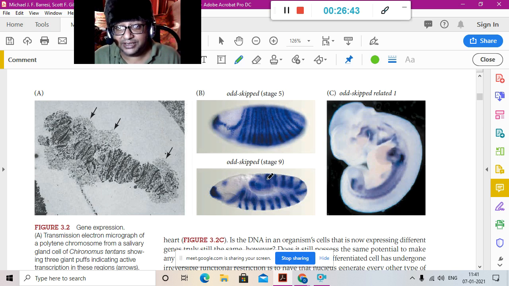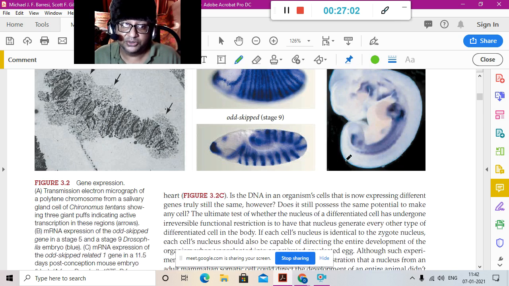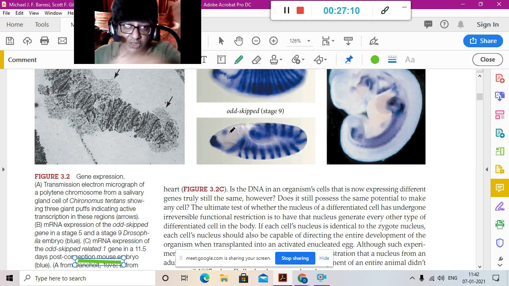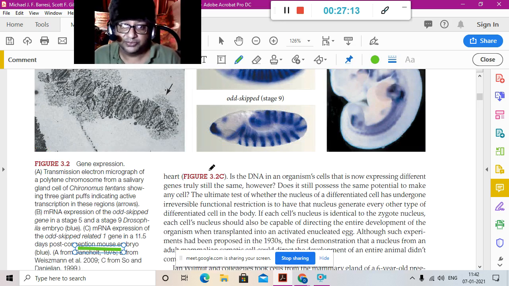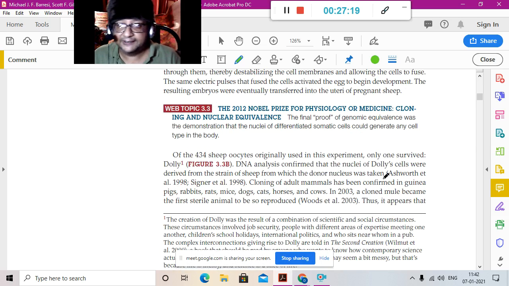Then in stage 9, you see that the pattern changes. You have a much larger number of cells expressing, but here it is concentrated in different regions. So these are evidences of differential gene expression taking place. You can see them in a particular embryo, and in a mouse embryo also you can see that. In the mouse embryo, this blue region is the homologue of odd skipped in mouse. So this is how it goes. So let's go to the next part.